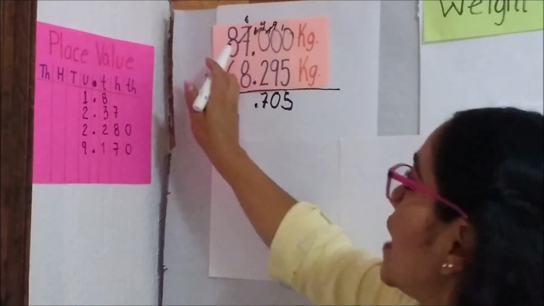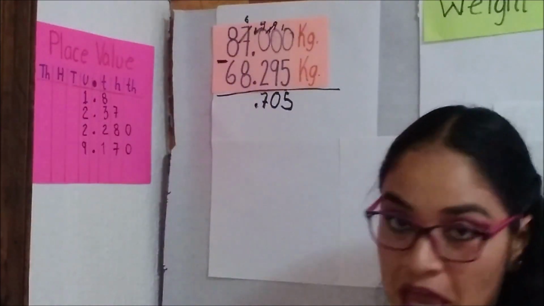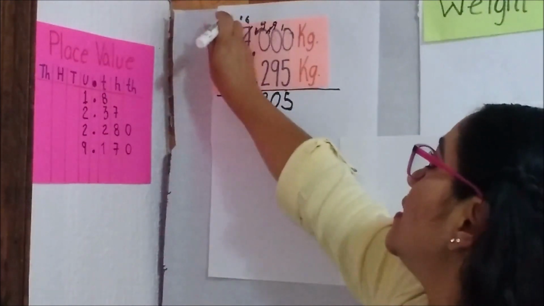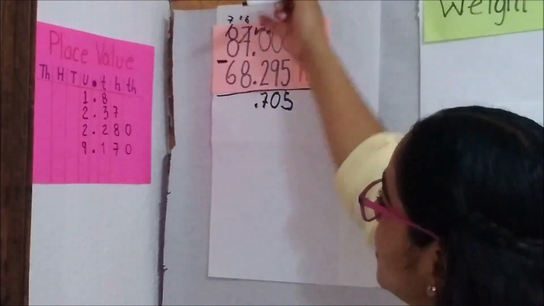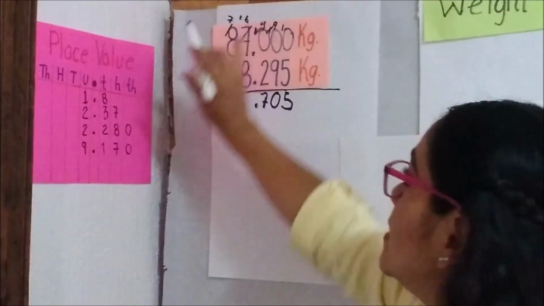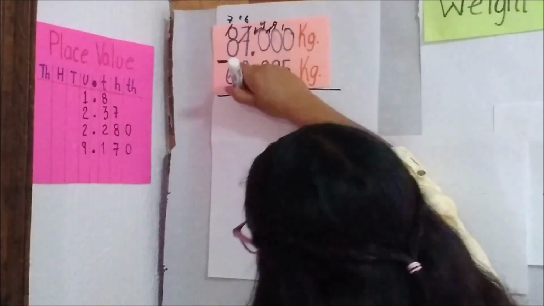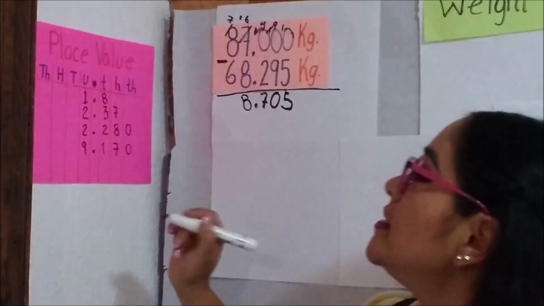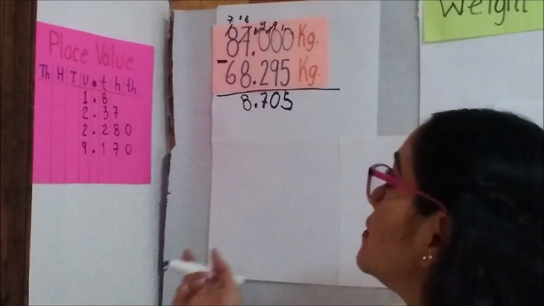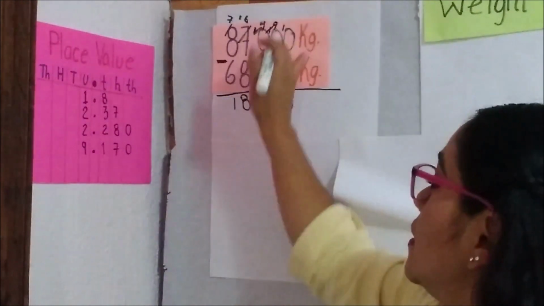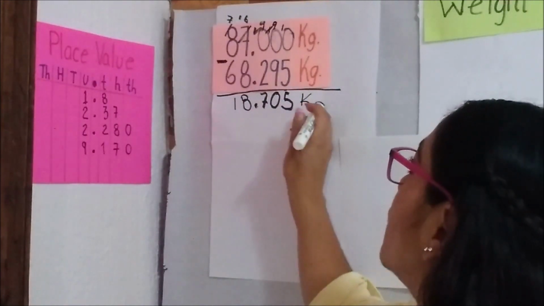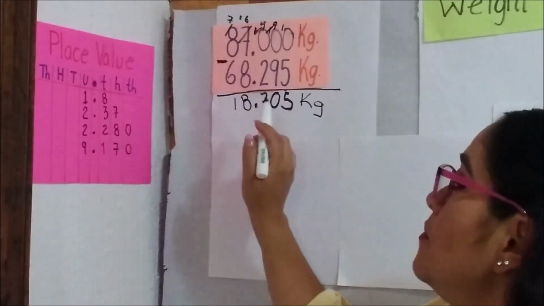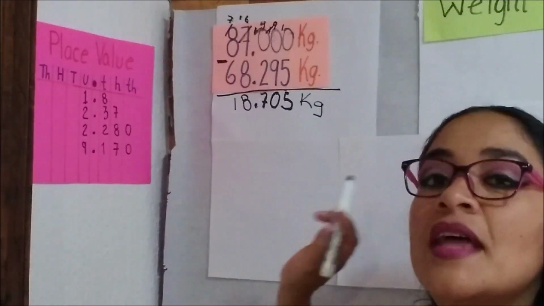And also we have 6 minus 8. We can't do that, but we can ask our neighbor for a unit. Now it is a 7, and it is a 16. 16 minus 8 equals 8. And finally, 7 minus 6 equals 1. So we have our result, and the son weighs 18.705 kilograms.